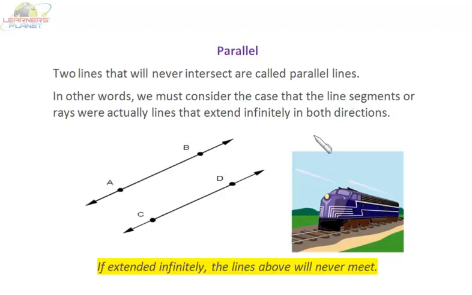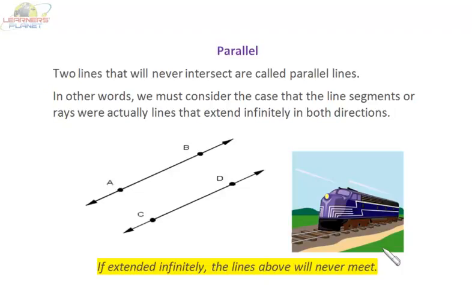Okay, we see an example over here. This is line AB and this is line CD. These two lines are parallel to each other. That means they are not going to intersect anywhere in the plane. It doesn't matter how much they are extending, they are not going to intersect anywhere.